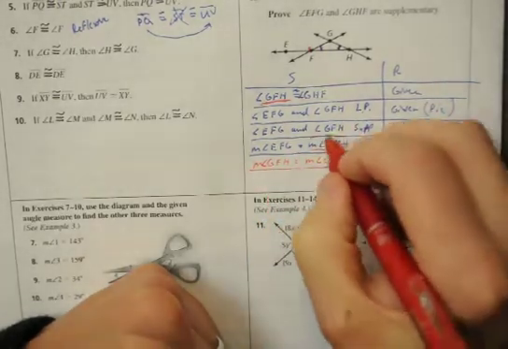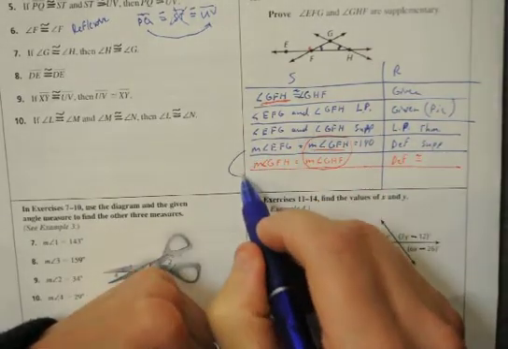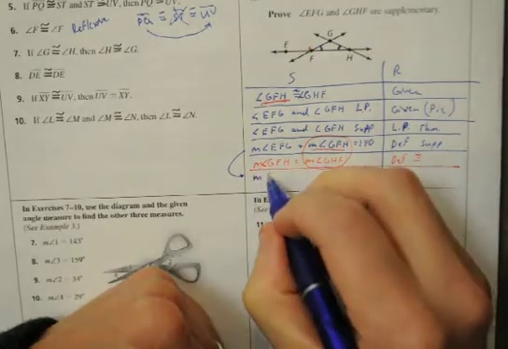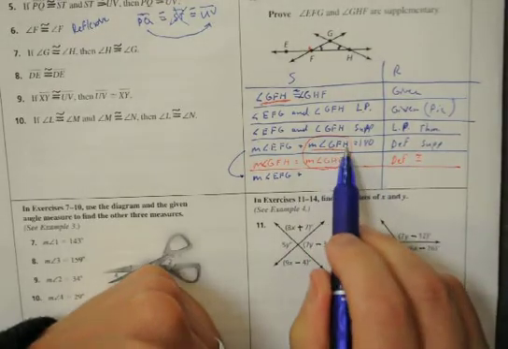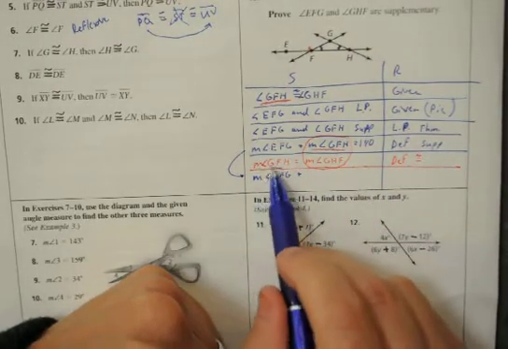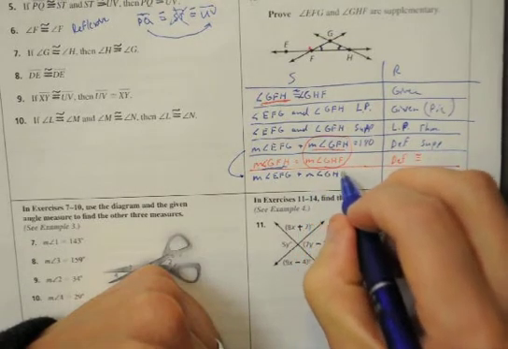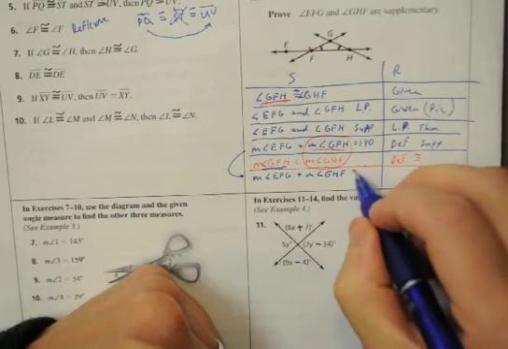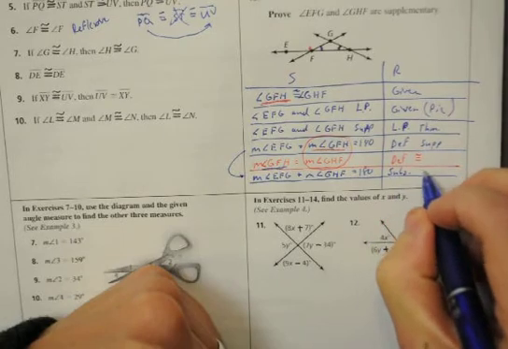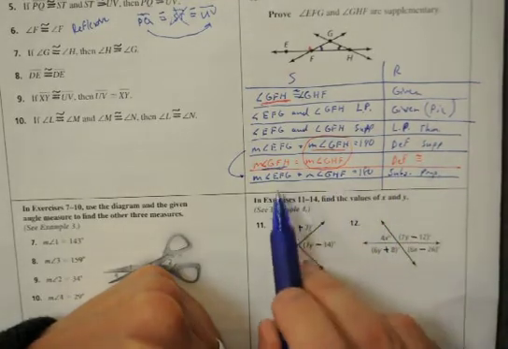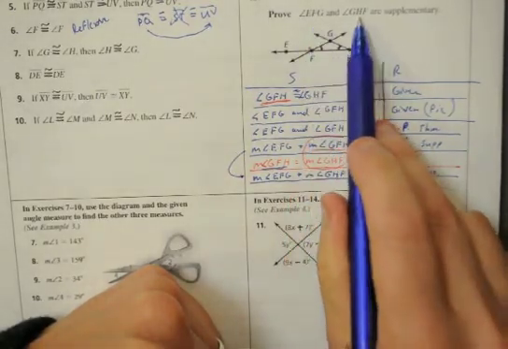And now we can substitute. Now we can substitute these right here. So I'm just going to rewrite this statement one more time with a minor adjustment. Instead of GFH, I'm going to replace it with GHF. Thus showing, substitution property, thus showing that these two angles do add up to 180, making them supplementary. So we have the EFG and GHF are supplementary.